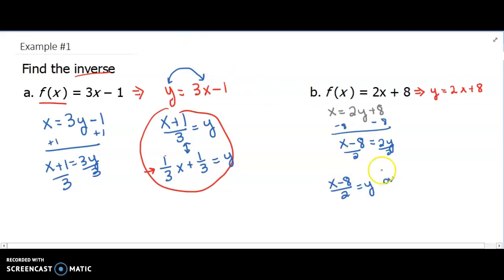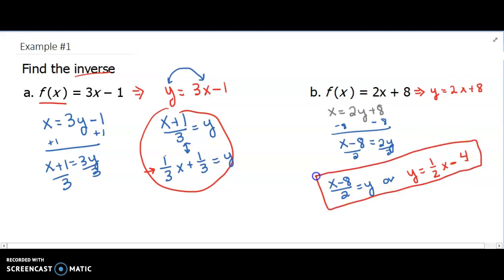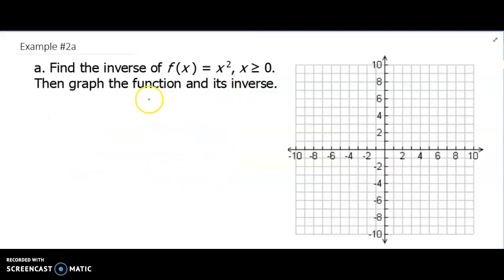Or I prefer to write this as y equals 1/2 x minus 4, because 8 over 2 is just 4. So both of these are the same thing, just written very differently, and I would accept either one of these. All right, so let's look at example 2a. We want to find the inverse of f of x equals x squared. And we're restricting our domain, and we'll go over in a minute why we had to do that.